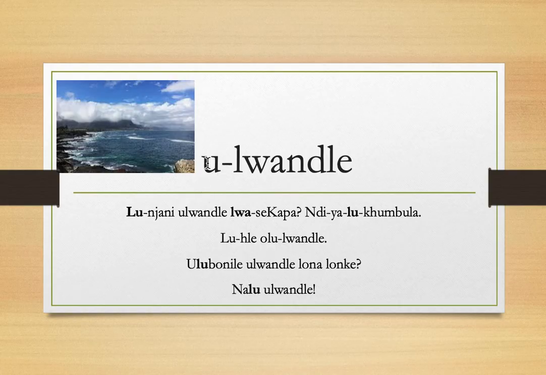Here we have another noun class starting with u, but with the lu sound in it. So sometimes we have the lu in the actual stem of the word. Ulwantle. Lwantle means the ocean or the sea. Another noun with the same beginning would be ulwimi, the language. So the prefix is u, but you have the lu sound in the word itself.